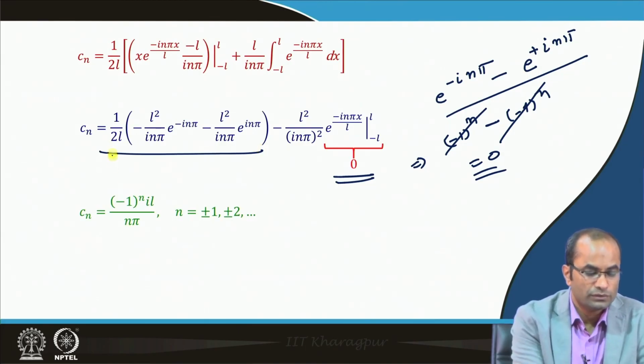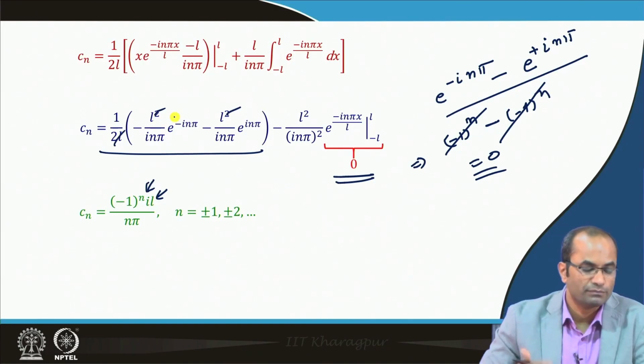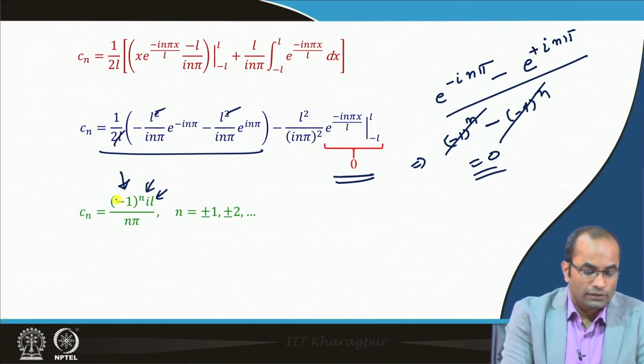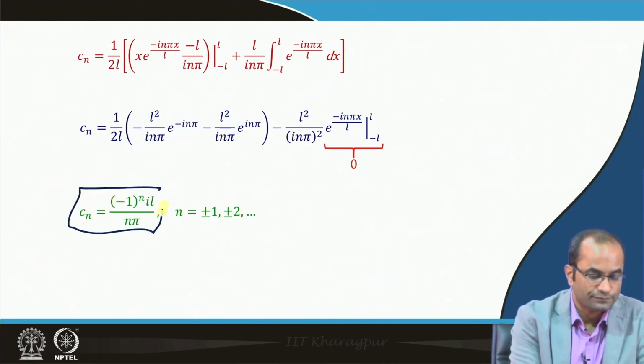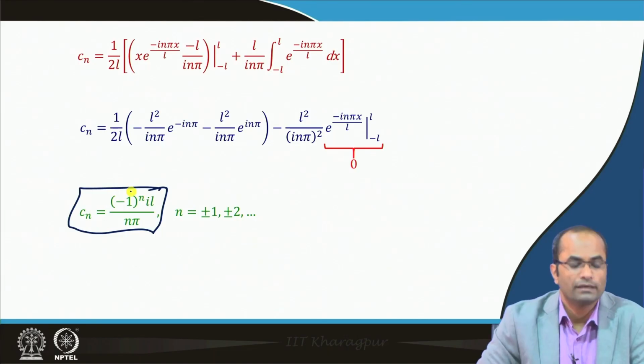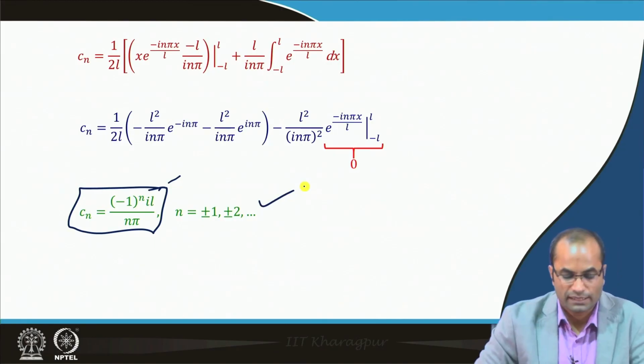Now we can simplify the first one. So, 1 over 2 L. This L will get cancelled with this L, and the I we can multiply and divide. So, minus I square, so both terms will become positive, and we have I there, we have this 1 L there, and then e power I n pi or e power plus I n pi, both are minus 1 power n. So, in the very compact form we have this coefficient C n as minus 1 power n times I L divided by n pi, and n varies as plus minus 1, plus minus 2, etc.